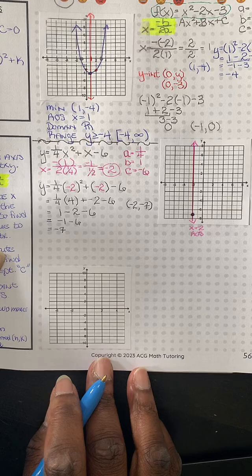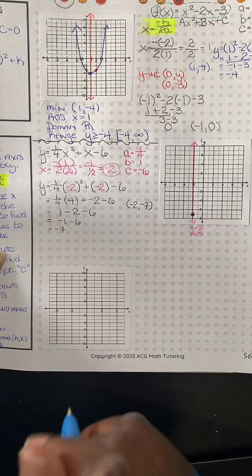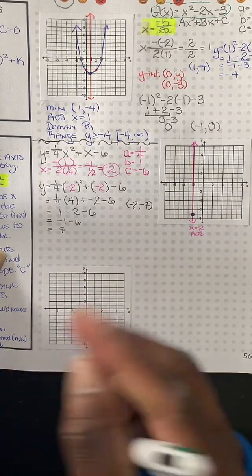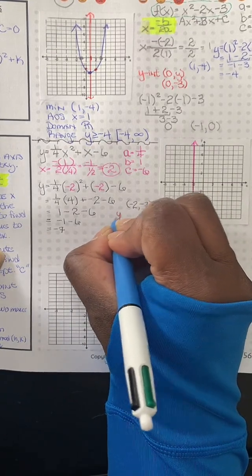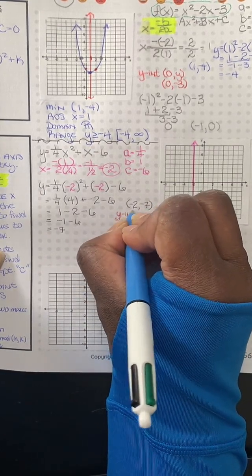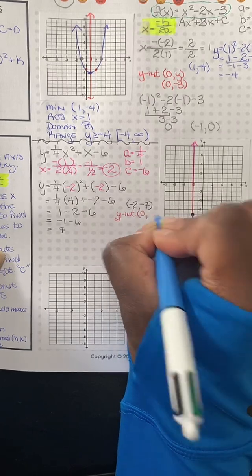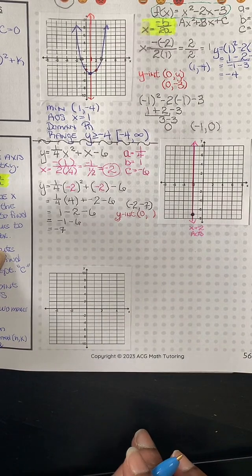All right. So now we need our y-intercept. So our y-intercept, remember, is going to be our c value. So the x is going to be 0, but what's going to be the y? Melissa's like in my head.